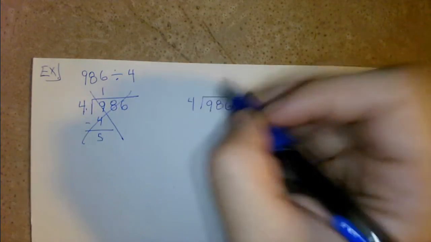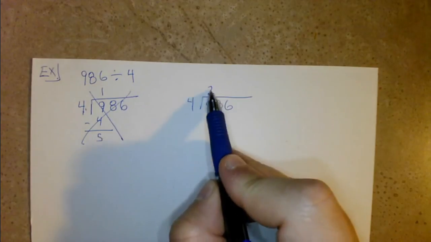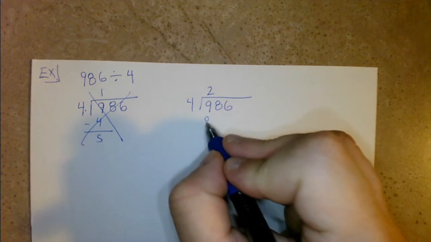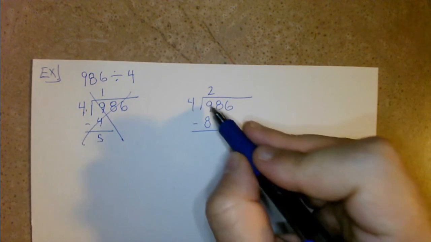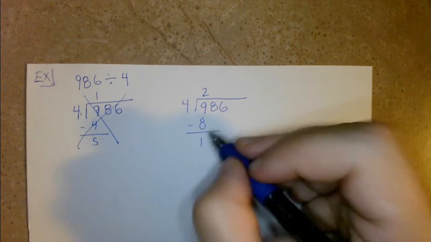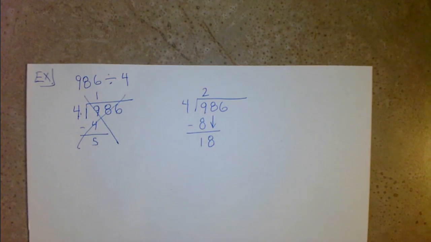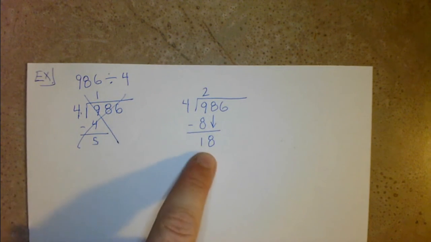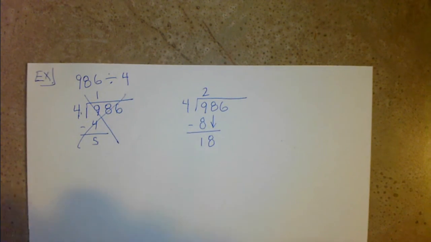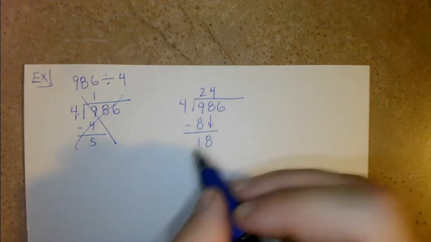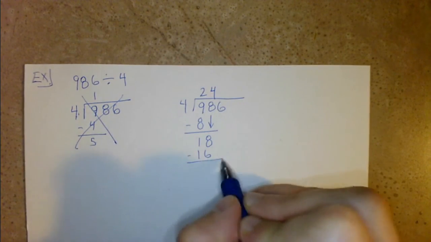But 4 goes into 9 twice because 2 times 4 is 8. And if I subtract these, 9 minus 8 is 1. I bring down this 8. And I repeat that process. How many times does 4 go into 18? 4 times. 4 times 4 is 16. And I subtract and I get 2.